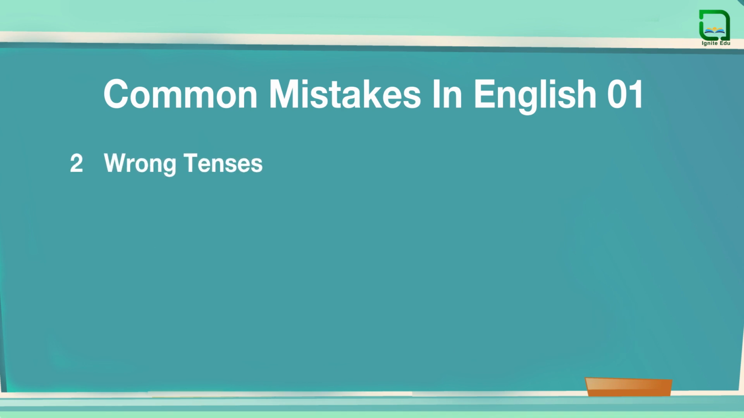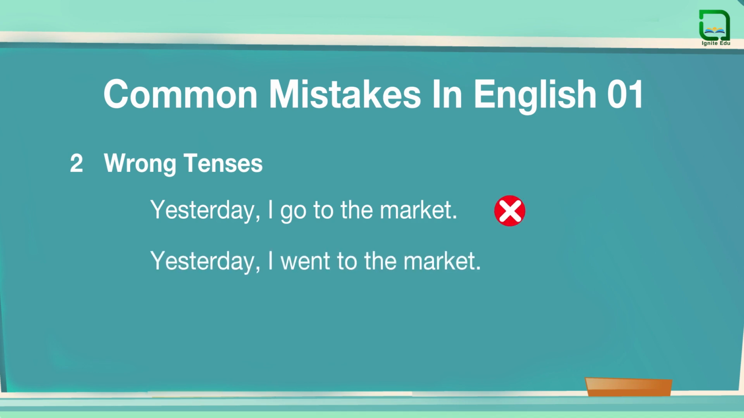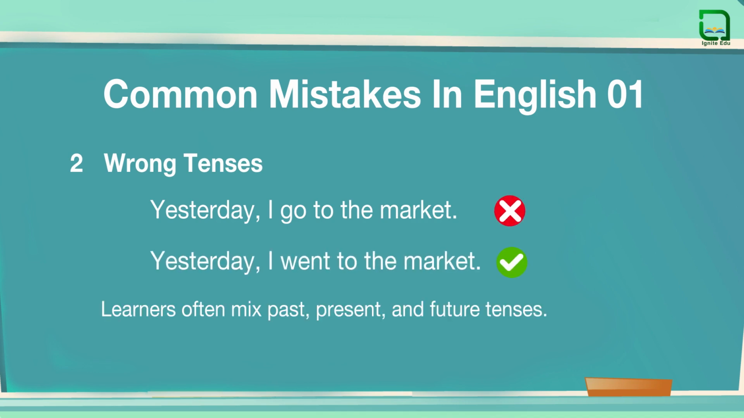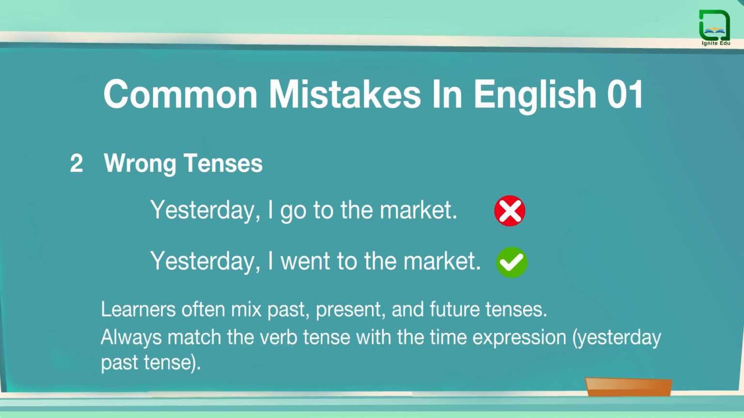2. Wrong tenses. Yesterday, I go to the market. Yesterday, I went to the market. Learners often mix past, present, and future tenses. Always match the verb tense with the time expression. Yesterday, past tense.